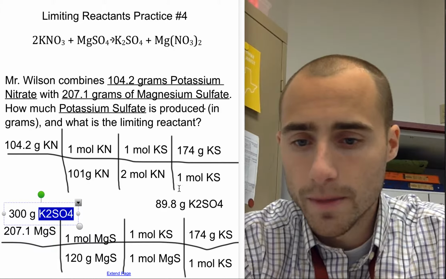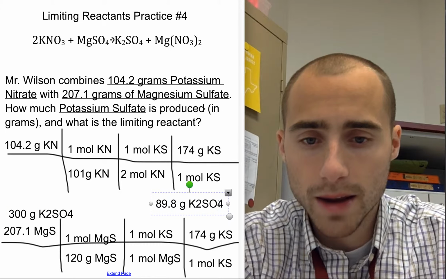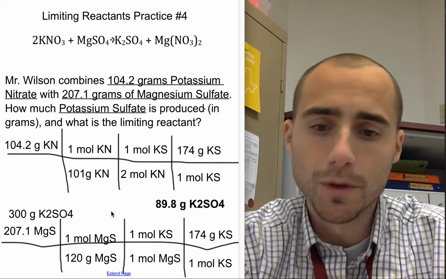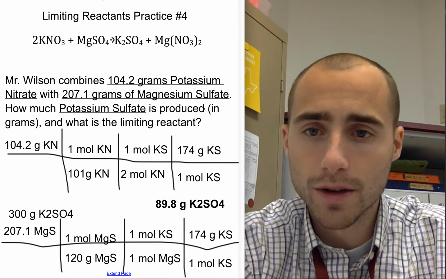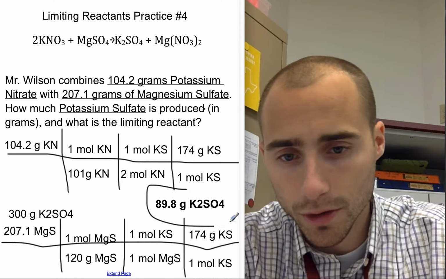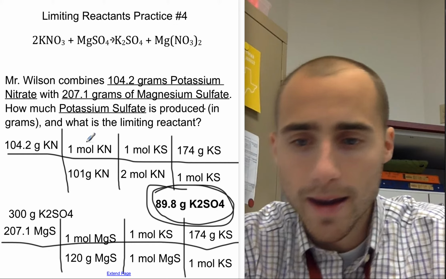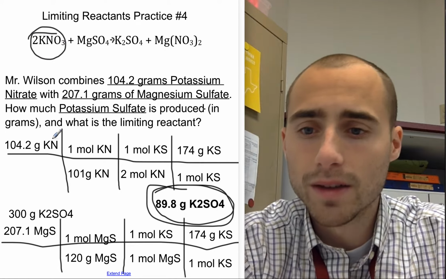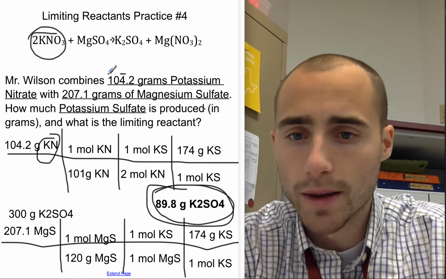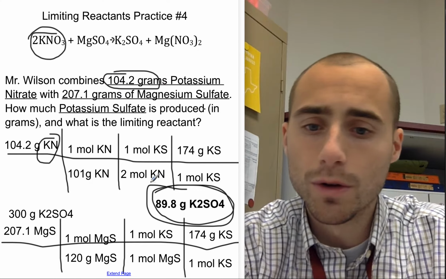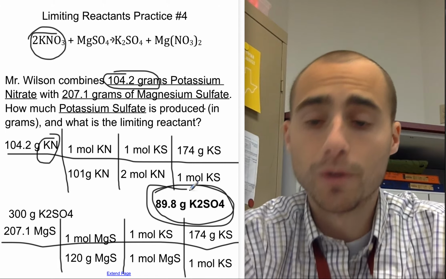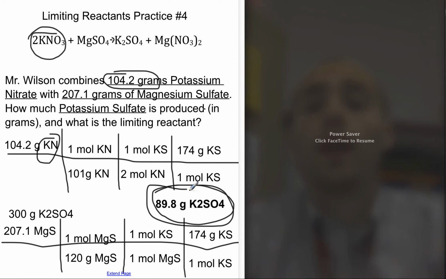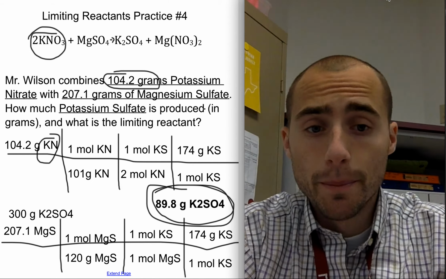So we look here, we look here, 89.8. This is how much potassium sulfate is actually produced. So that is our actual answer, because you always go to the lower number. That's how much is actually produced. And therefore, our limiting reactant would be potassium nitrate. The 104 grams of potassium nitrate only produced 89.8 grams of potassium sulfate. So that is our limiting reactant. And those are your 2 answers for practice problem number 4.